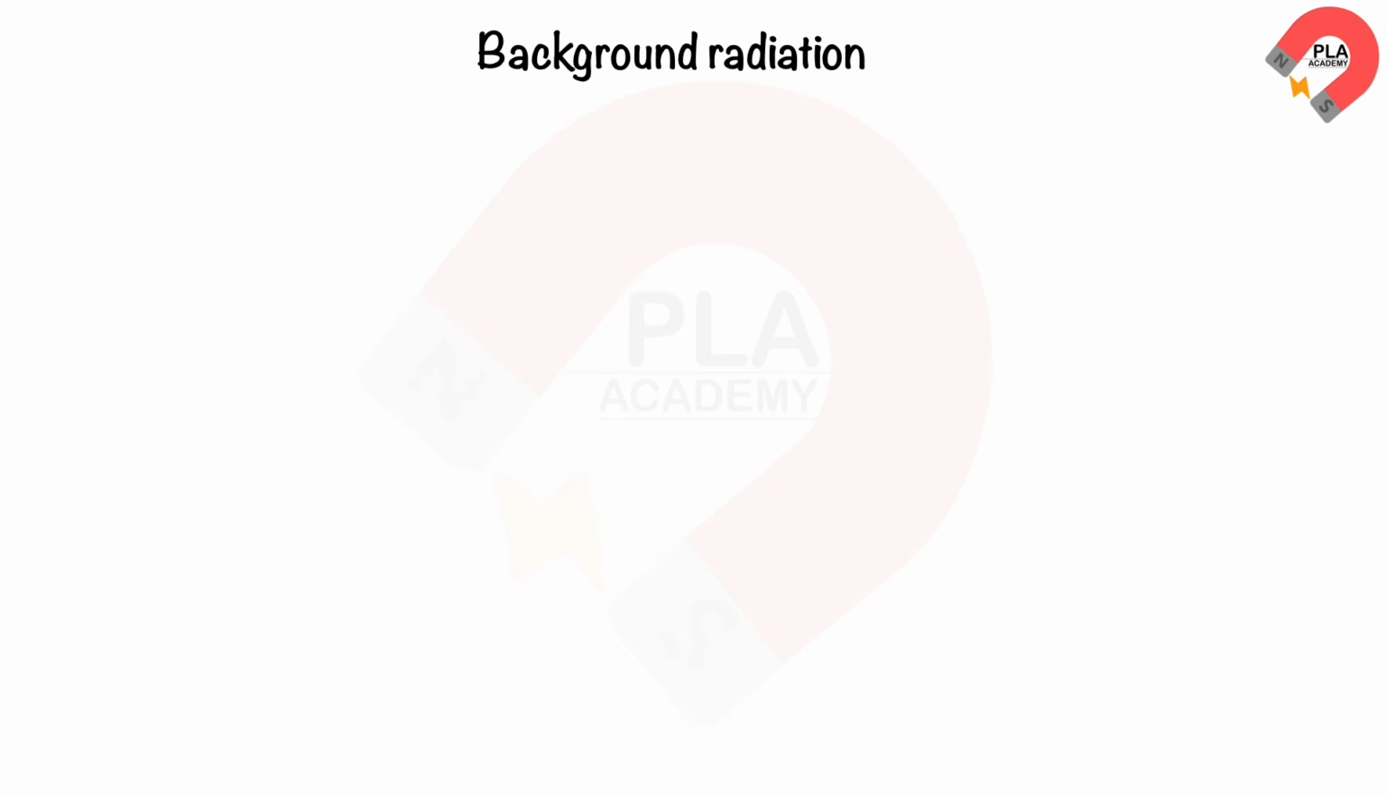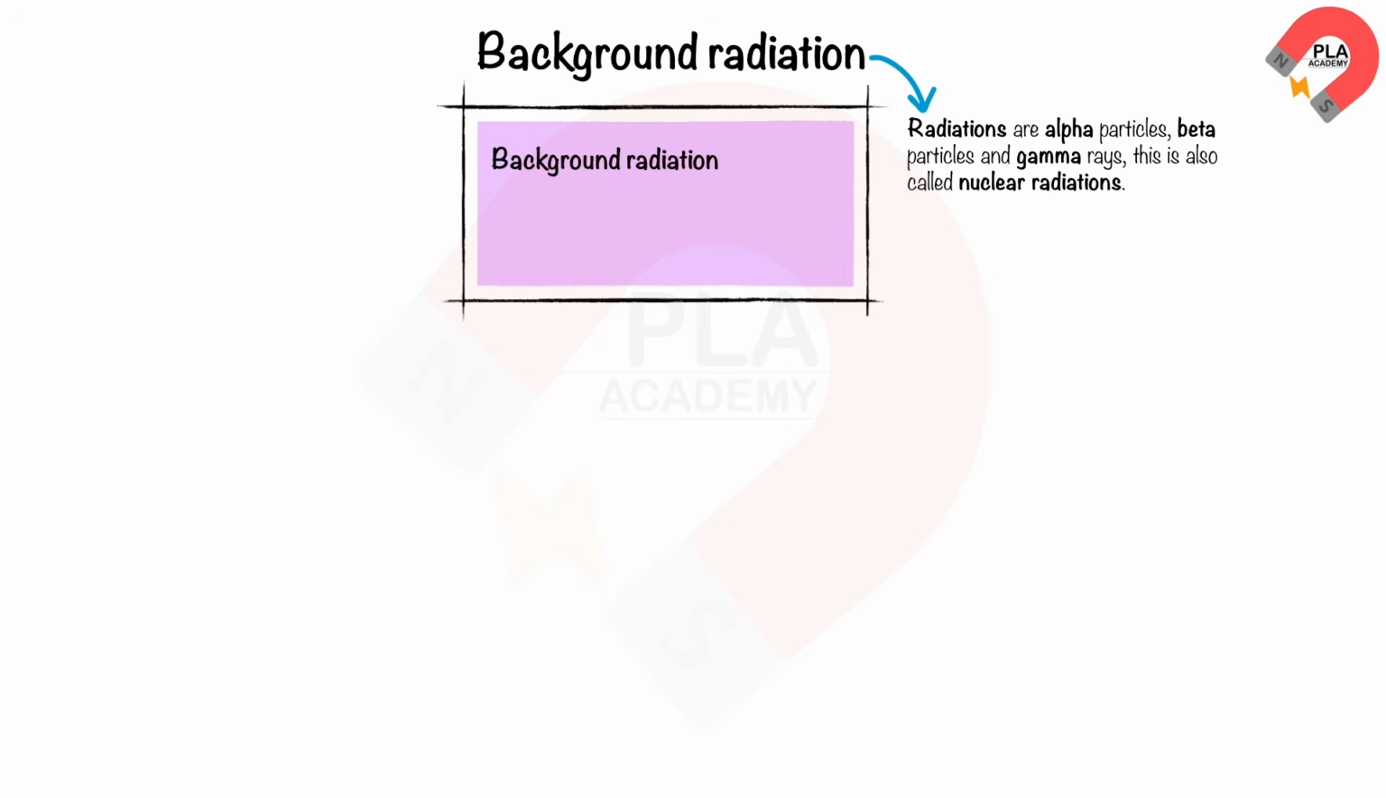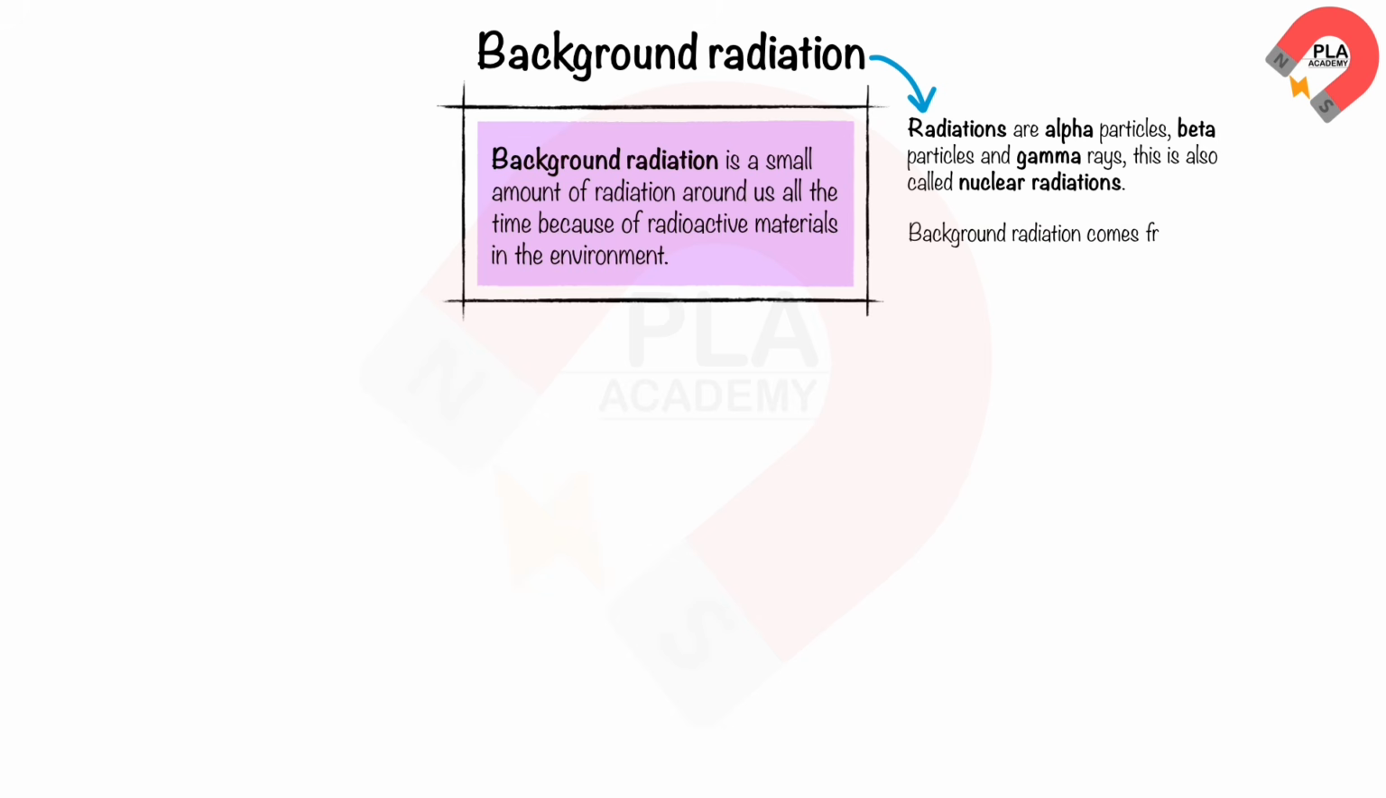Background radiation. Radiations are alpha particles, beta particles and gamma rays. This is also called nuclear radiation. The background radiation is a small amount of radiation around us all the time, because of radioactive materials in the environment. Background radiation comes from sources both natural and artificial in our environment.